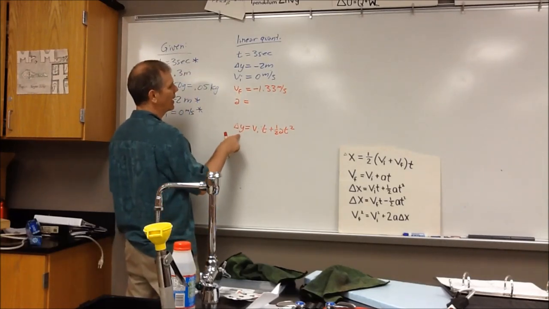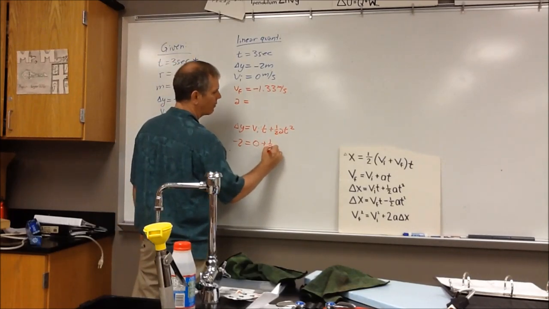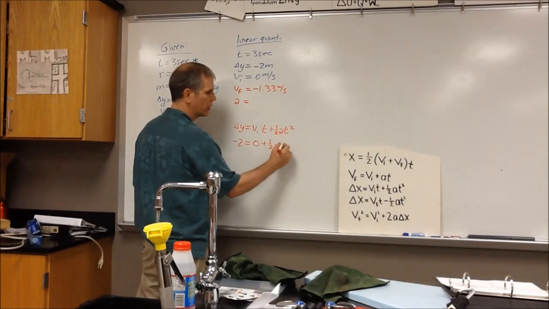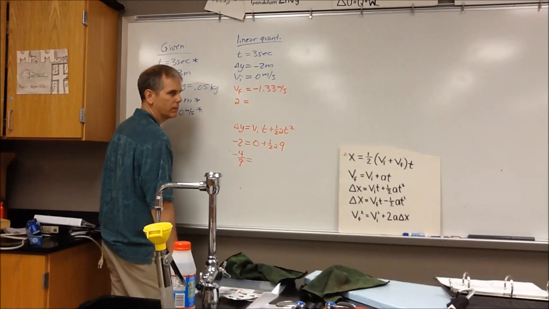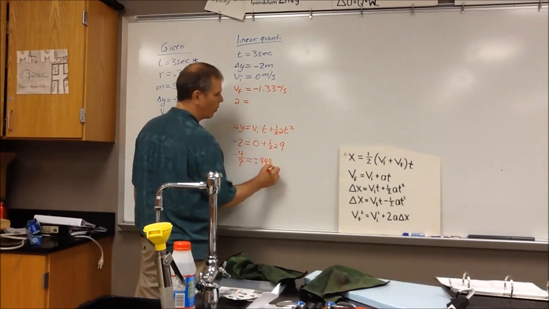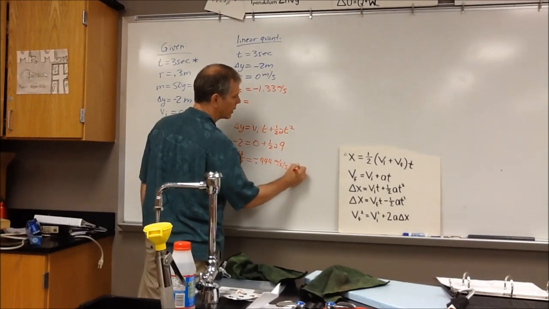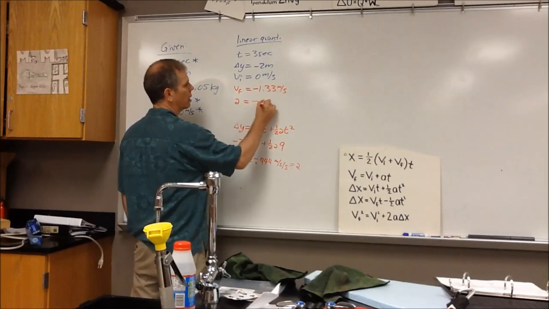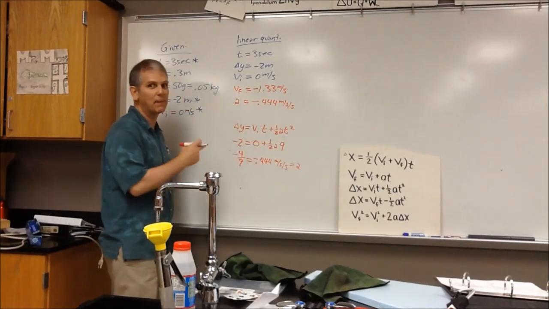Okay, so this is negative 2, 0 again, plus 1 half a, and 3 squared is 9. Multiply, you get negative 4 over 9, which gives me negative 0.444444 meters per second per second. And however many 4s, if you love 4s, you just keep going.